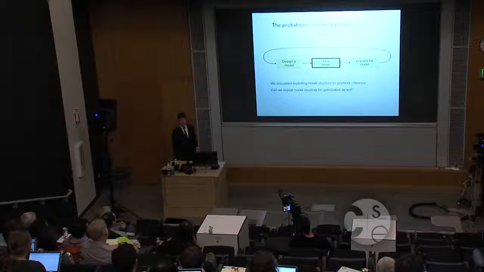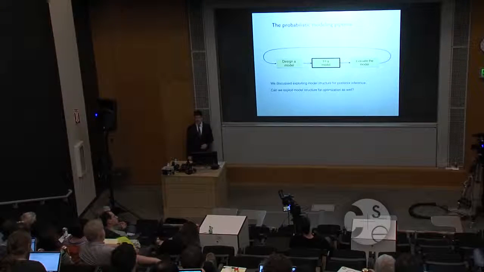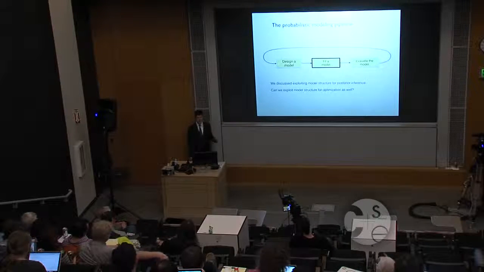The second topic I want to revisit is model fitting. So I talked about fitting models by performing posterior inference. But if we're trying to fit large models to large data sets, then we might instead use optimization rather than inference. And so I talked about using the structure of a space of models in order to perform probabilistic inference. Can we use the structure in order to optimize better?